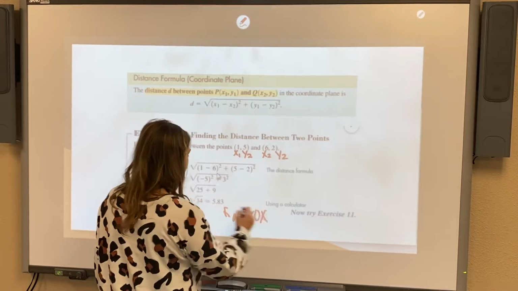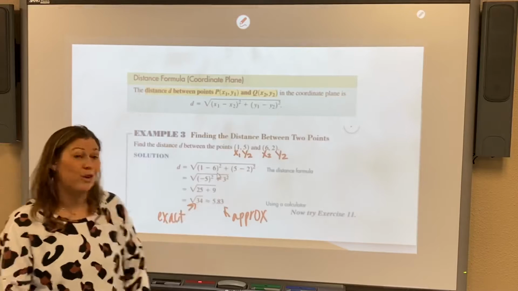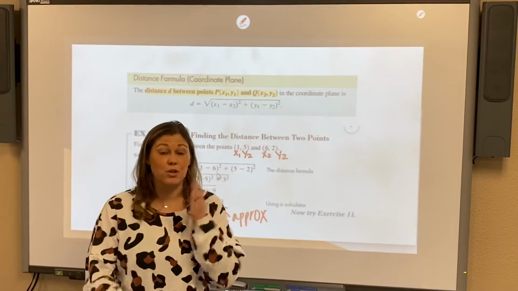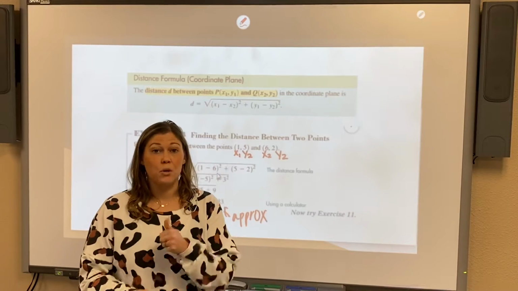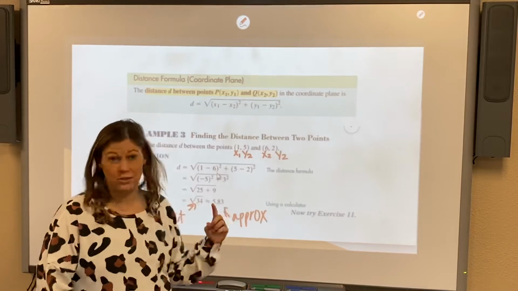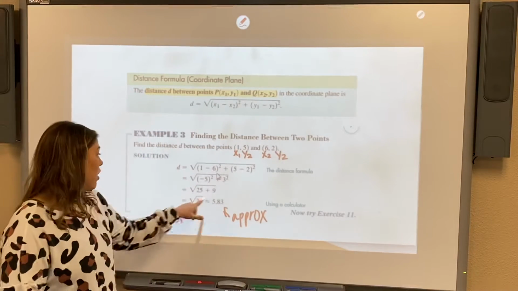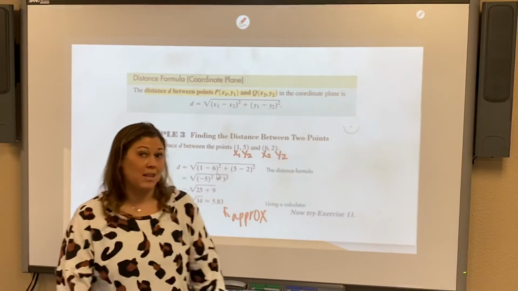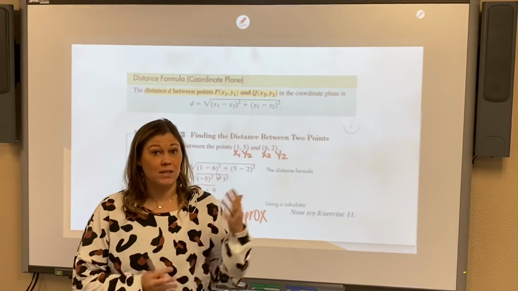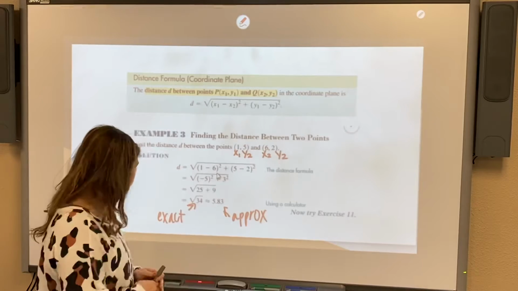Because the square root of 34 does not terminate, so there's no exact decimal. So you can't say that 5.83 is your exact answer because there's rounding issues and errors. So it kind of depends on how MyMathLab is asking or presenting, if it wants the exact or the approximate. Okay.